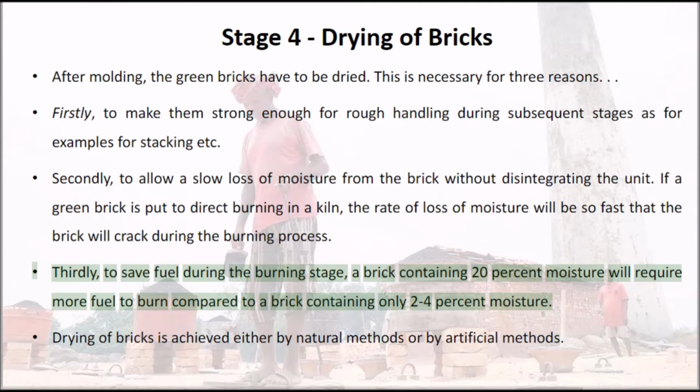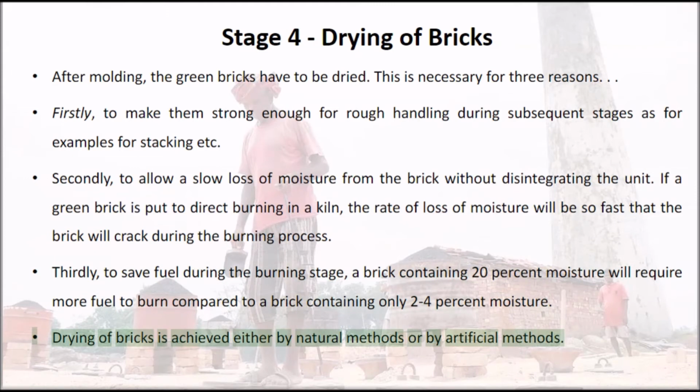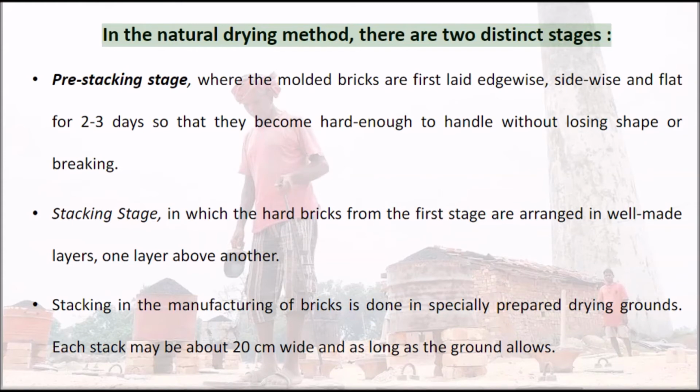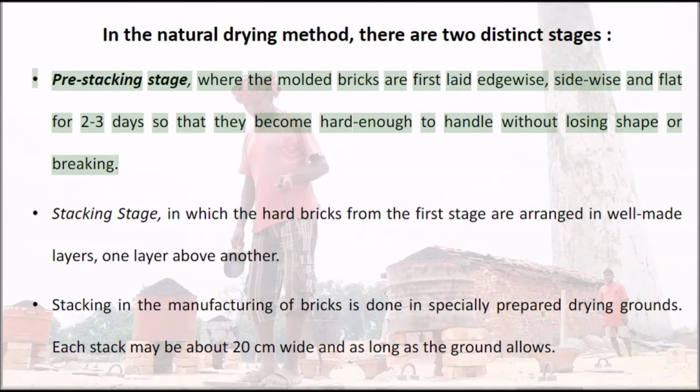Drying of bricks is achieved either by natural methods or by artificial methods. In the natural drying method, there are two distinct stages. Pre-stacking stage, where the molded bricks are first laid edgewise, sidewise and flat for 2 to 3 days so that they become hard enough to handle without losing shape or breaking. Stacking stage, in which the hard bricks from the first stage are arranged in well-made layers, one layer above another.